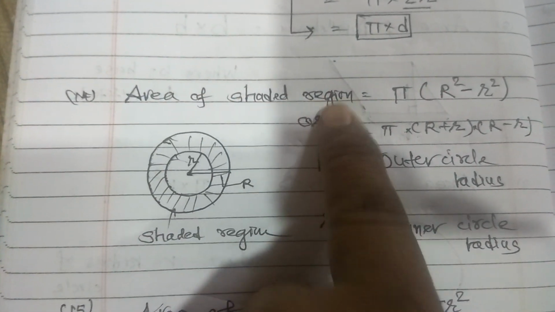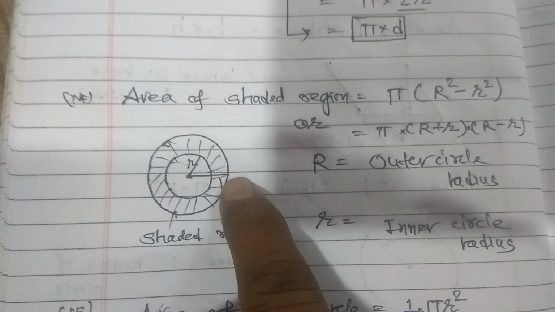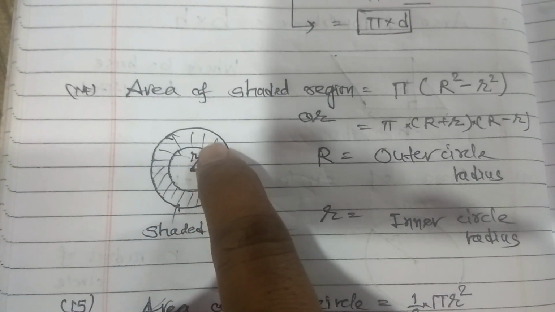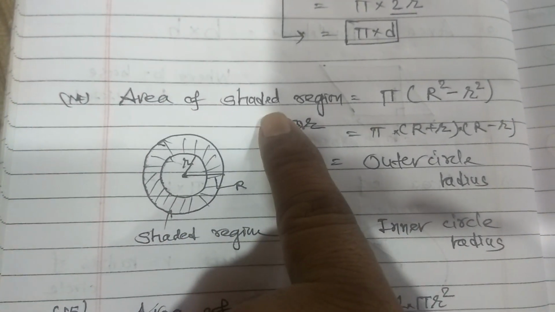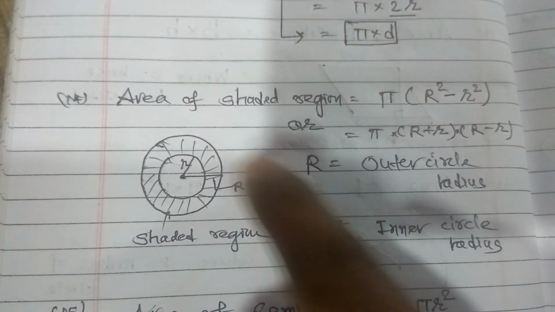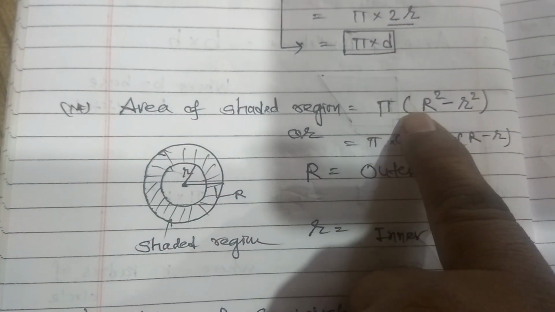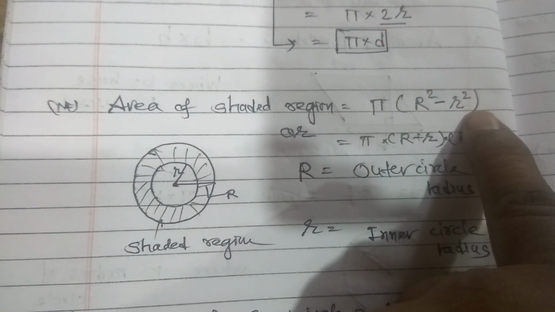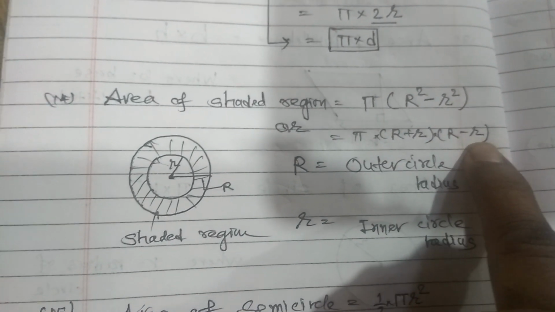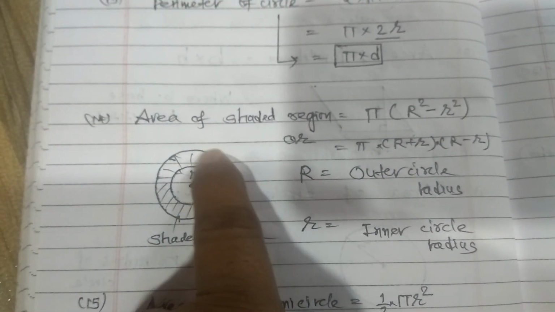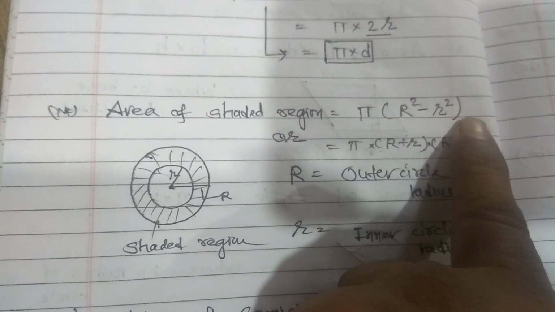Next, area of shaded region. Here when two circles come, capital R is the radius of the outer circle, small r is the radius of the inner circle. So at that time you have to apply this formula: area of shaded region is equal to pi into bracket R square minus small r square, means pi into bracket R plus r into R minus r. What will we do here? From the bigger circle we subtract the smaller one, that is pi R square minus pi r square.